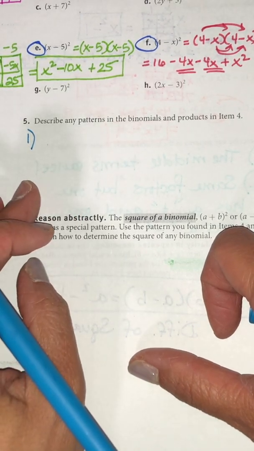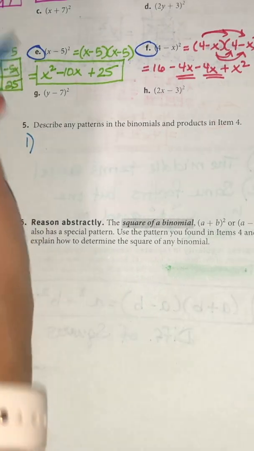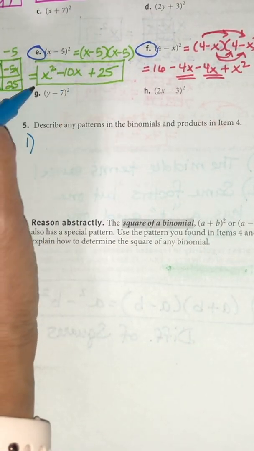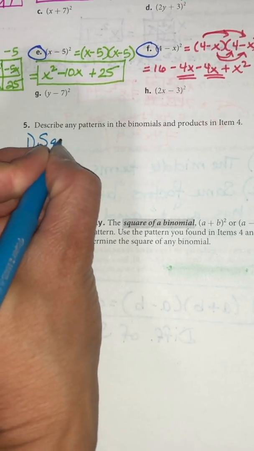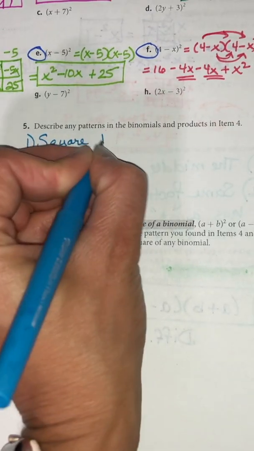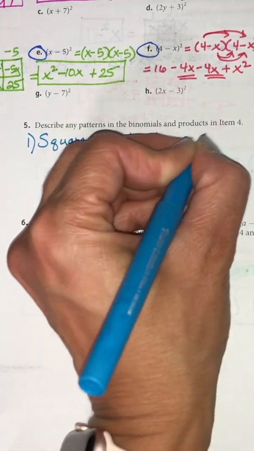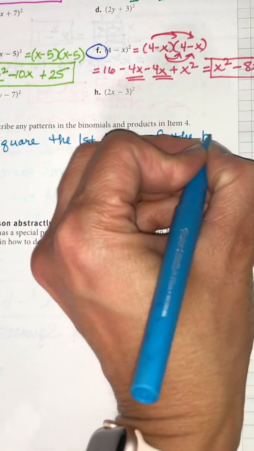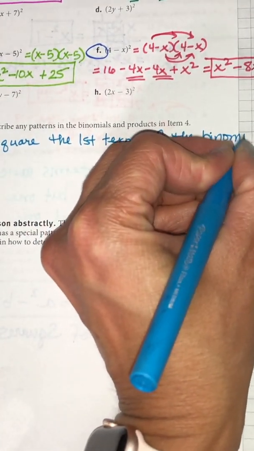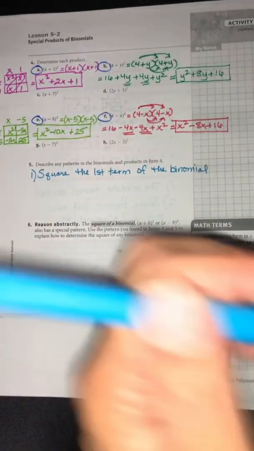We know that we square the first term of the binomial, like x times x, so x squared. Square the first terms. So square the first term of the binomial.